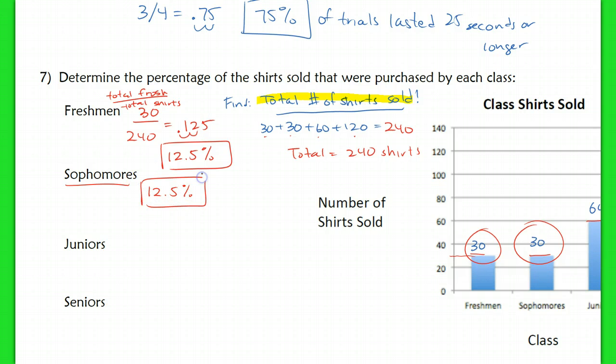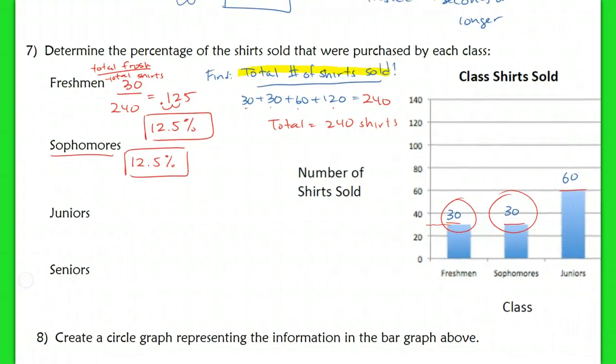Now, I want to ask you guys, before hopefully you just calculated the next one, if you just did 60 over 240, because that would be the juniors, right? 60 divided by 240. I want to know what would be a quicker way of doing this 60 here when you already have the answer for 30 shirts. Well, 30 is exactly half of the 60, right? So all we need to do is actually double this percentage here to get 12.5 times 2, and that's 25%.